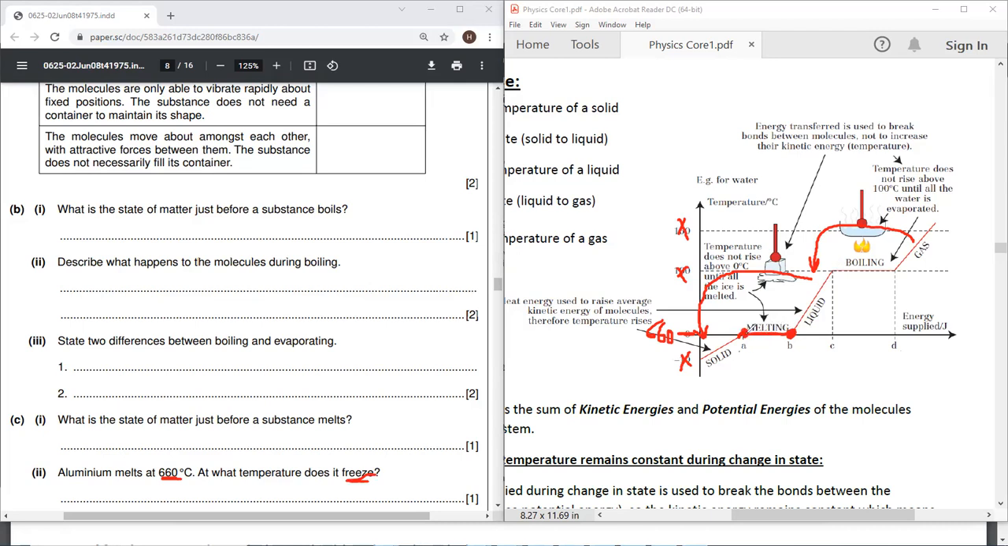If you are writing the melting up, you are writing freezing down. They are taking place at the same temperature. So what's this temperature? It's the same 660. So we can write here 660 degrees Celsius. It will be perfectly right.